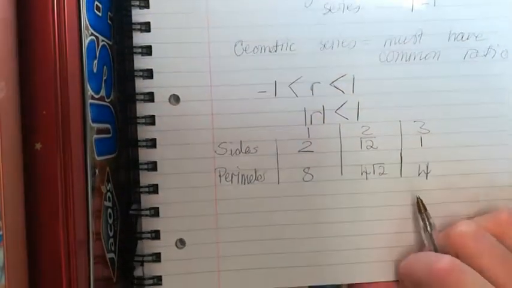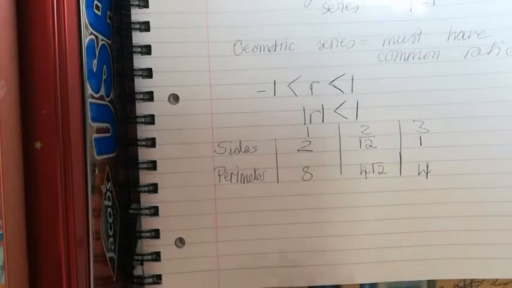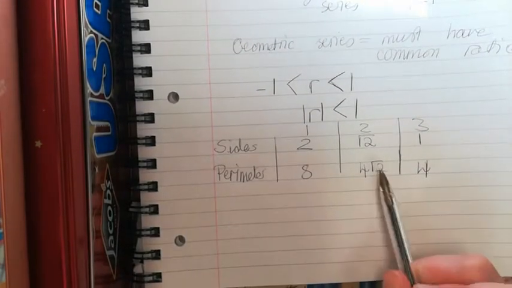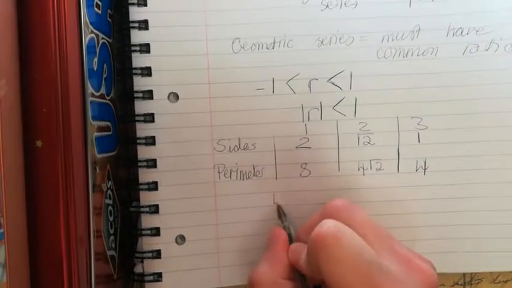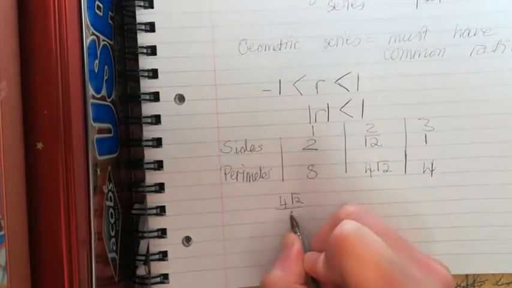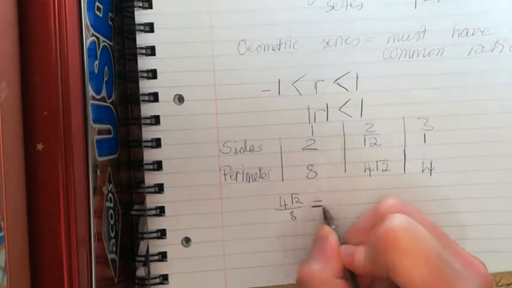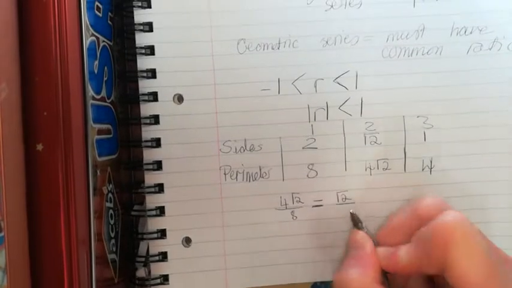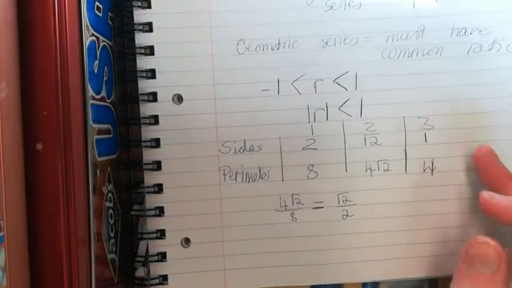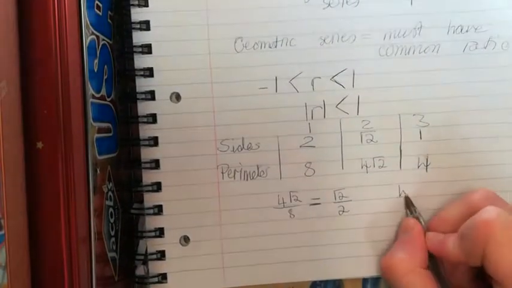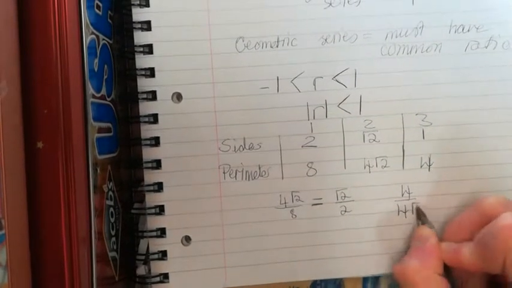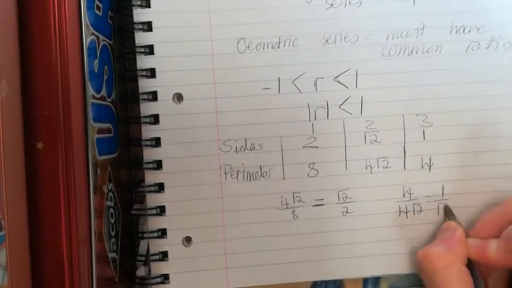So now I'm going to look at the ratios between each of these to see if there's a common ratio between all of them. So I'm going to put this term over that and get the ratio. So it's 4 over 2 over 8, so that's going to be root 2 over 2. Now I'm going to look at my second, this over this. So it's going to be 4 over 4 root 2, and that's going to be 1 over root 2.